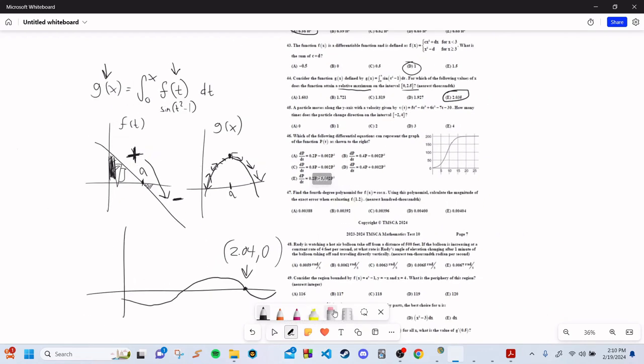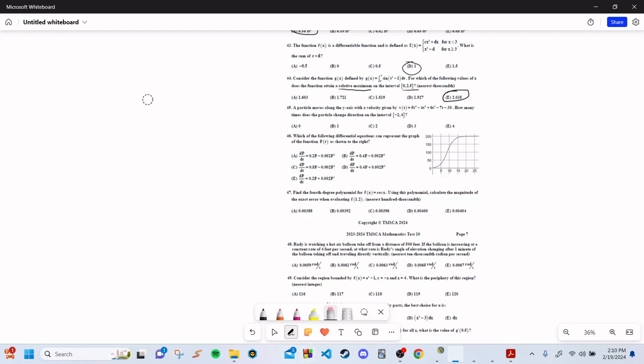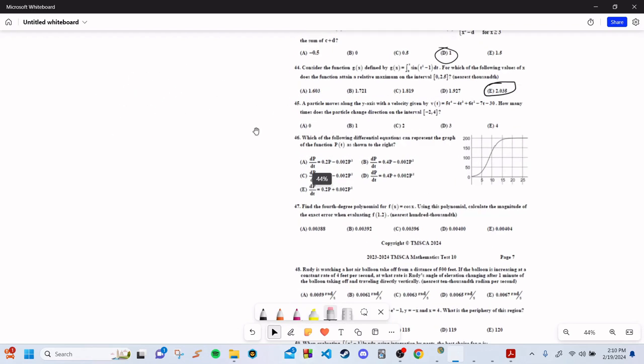So you gotta think in terms of, in order for g of x to have a maximum, what must be true of f of t? That's a fun calculus question.